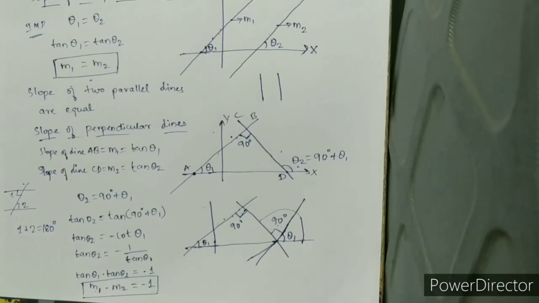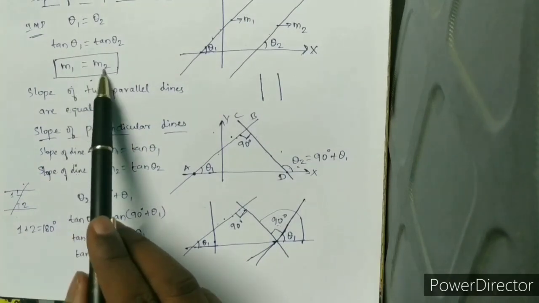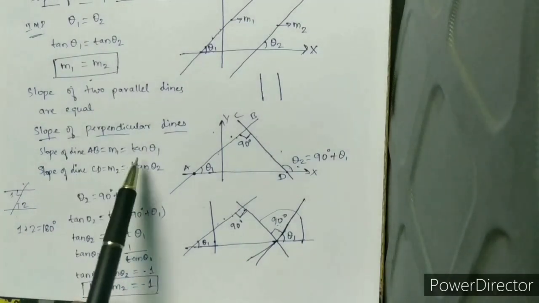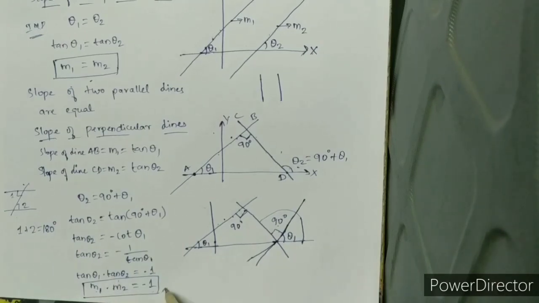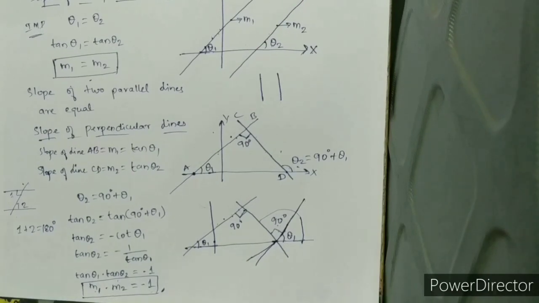Then slopes of parallel lines are equal. m1 is equal to m2. For slopes of perpendicular lines, the product of slopes is equal to minus 1. So you have to keep these in mind. With all these four concepts in mind, you will be able to solve the problems from the straight line.